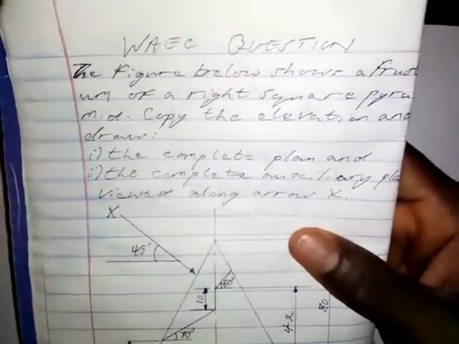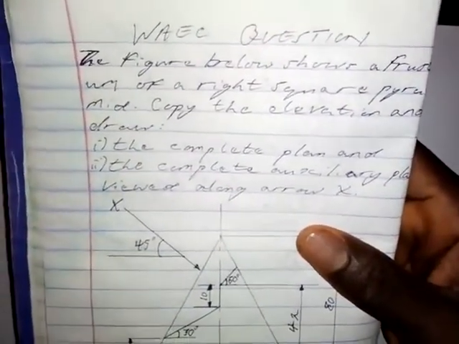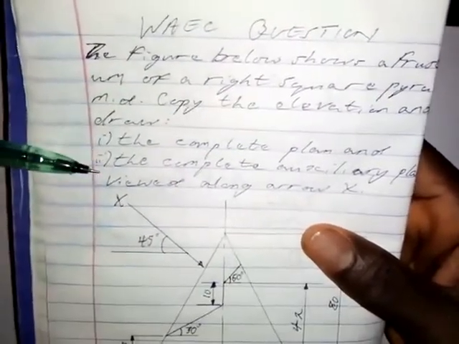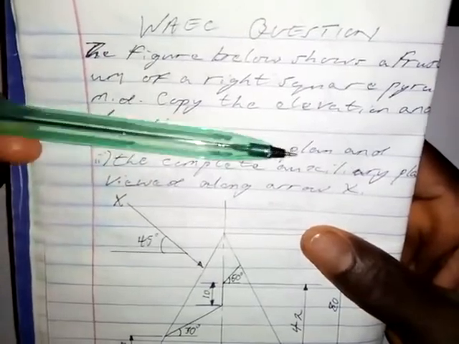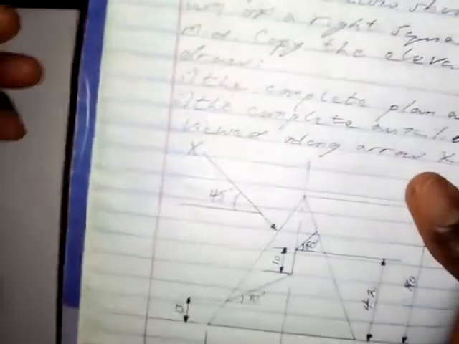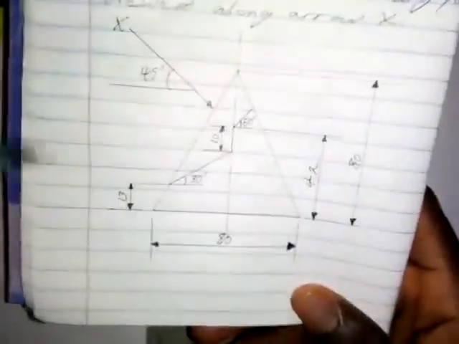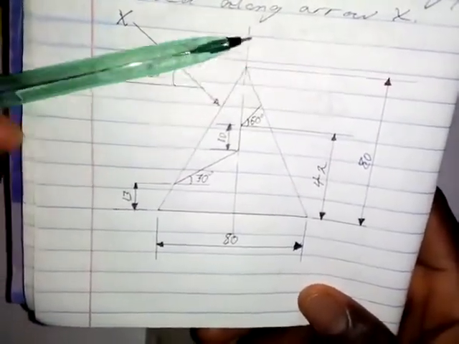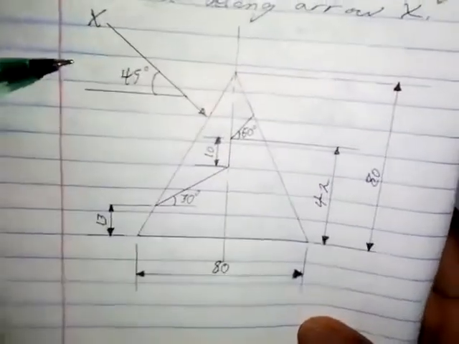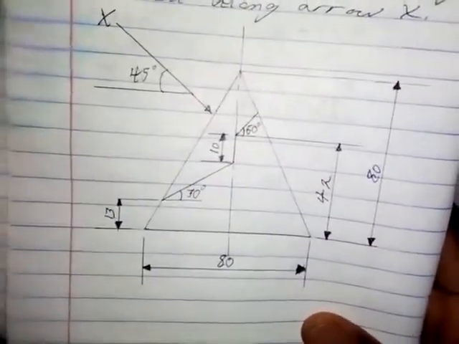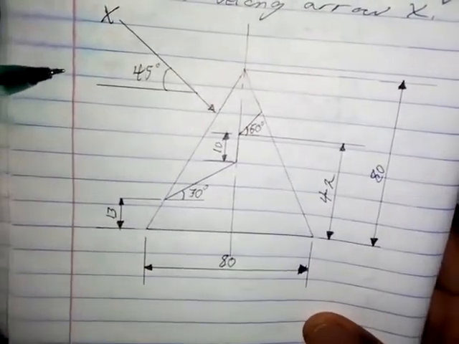Copy the elevation and draw Roman figure 1, the complete plan, and Roman figure 2, the complete auxiliary plan viewed along arrow X. Let's look at the feature of the question as we have here the dimensions. So this is the figure that we're asked to make use of to answer the questions that we are given.